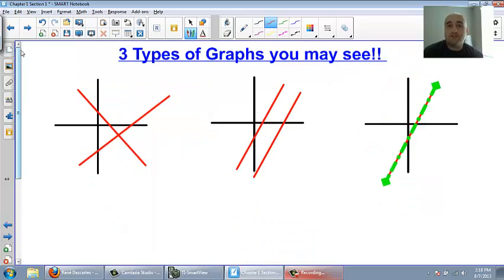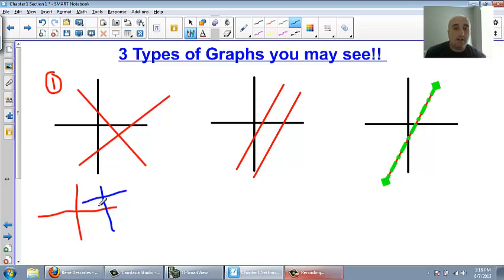There are 3 different types of graphs you'll see. We just did graph number 1 here. 2 diagonal lines will intersect at a single point. You may also have the case where you have a vertical line intersecting a horizontal line. Once again, it still intersects at 1 point, so it's still the same case.